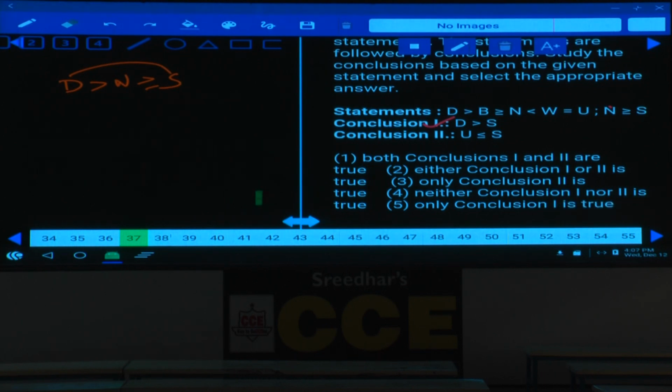Then coming to the next one, U and S. U is here, S is here. Tell me which element is common here between N and U. What is the relation between N and U? N lesser than U, and U and S.